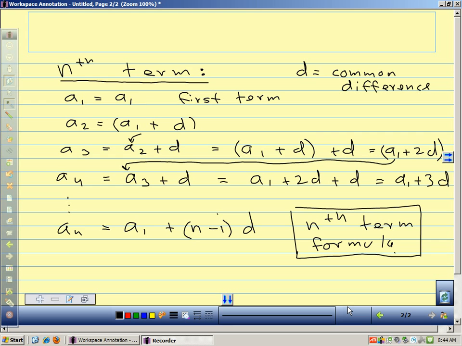Any questions on our formula? That's one thing that's really nice about arithmetic sequences: our formulas are pretty easy and straightforward to work with. So let's look at a couple of examples using our nth term formula.